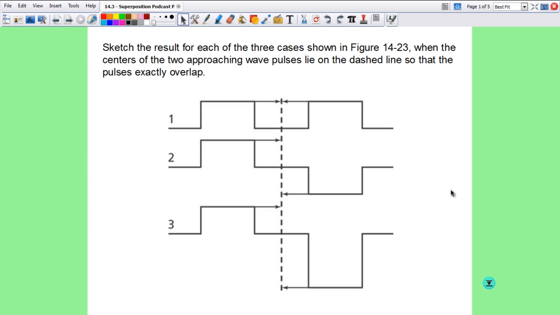And we want to draw the superposition of the waves whenever the two waves exactly overlap. So each of these waves has the exact same width. So we want to draw them when their centers are over this dashed line. We're going to do this by first drawing both waves as they would appear at the center and then adding them up to see where the resultant wave will be. We're going to do this by drawing a series of dots to where the new wave should be.